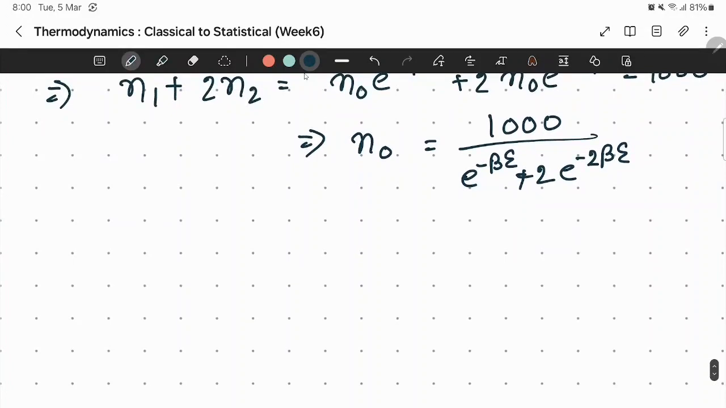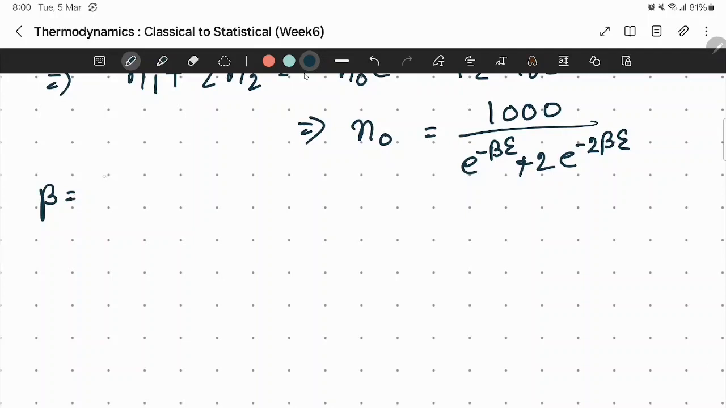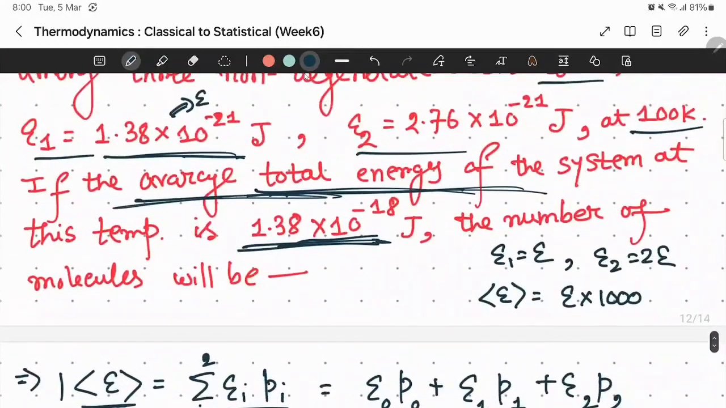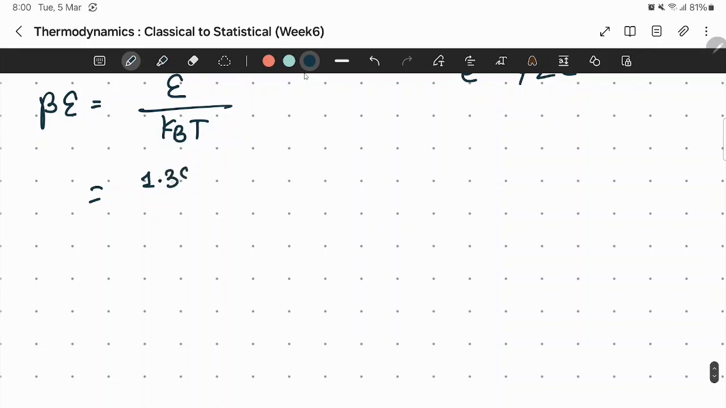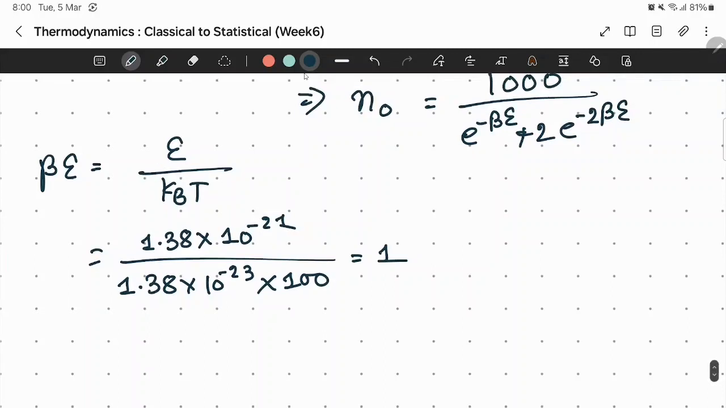You know beta, you know epsilon. So just calculate it. What is beta epsilon? Beta epsilon will be epsilon divided by kBT, and epsilon is given as this value, 1.38 into 10 to the power minus 21. And what is kBT? kB is also 1.38, but it's 10 to the minus 23. T is the temperature, that is 100 again, it's given. So it is 1. Everything is there. So beta epsilon is 1.